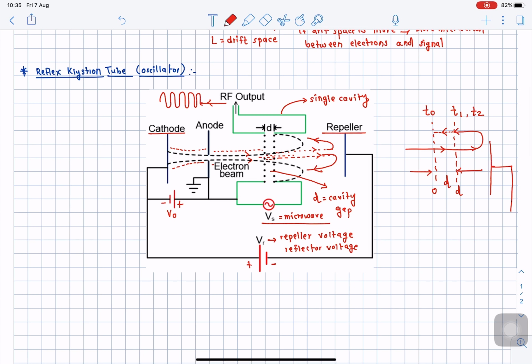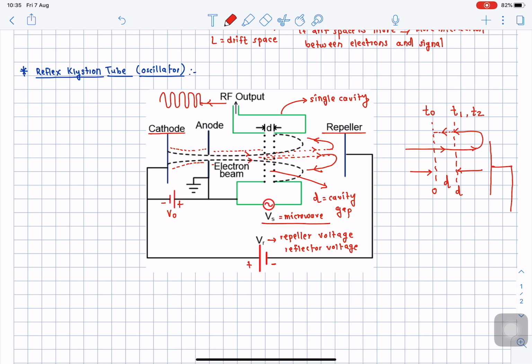So this is the simple operation of the reflex klystron. Remember that the reflex klystron simply utilizes a single cavity, and the initial oscillation in the cavity we need to set by momentarily applying the microwave signal. Once the bunches are formed by the forward traveling electrons and the repelled electrons, these will start interacting in the cavity, and these electrons are then going to set up the self-contained oscillation in the cavity.